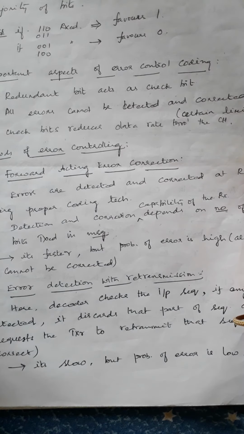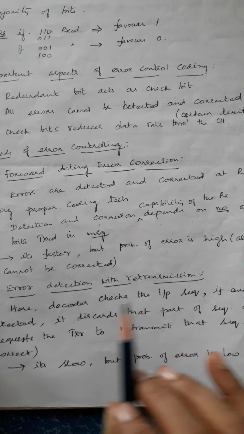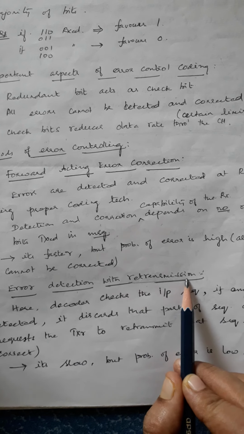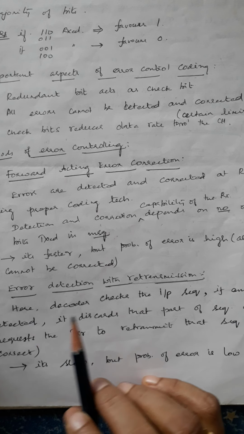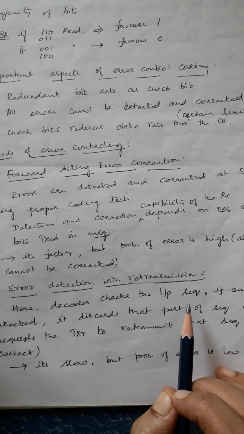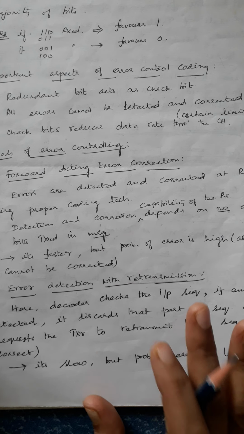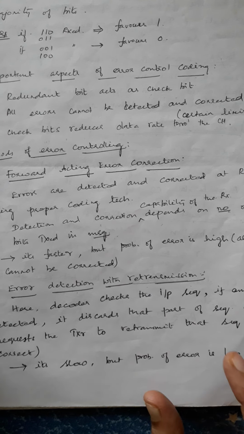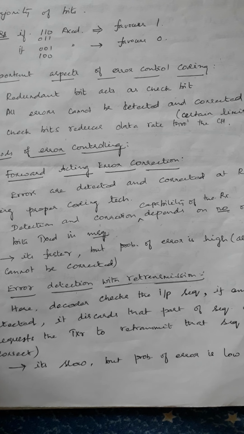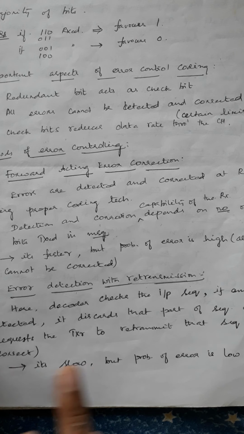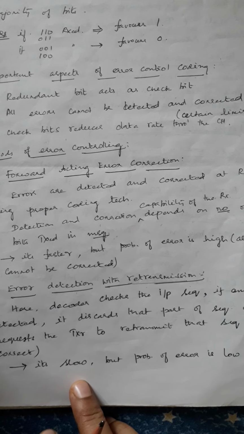Whereas the second one is error detection with retransmission. Here the decoder checks the input sequence. If any error is detected, it discards that entire part of the sequence. Whatever data bits it has received, it just discards. It won't go for correction. It will request the transmitter to retransmit that sequence once again.